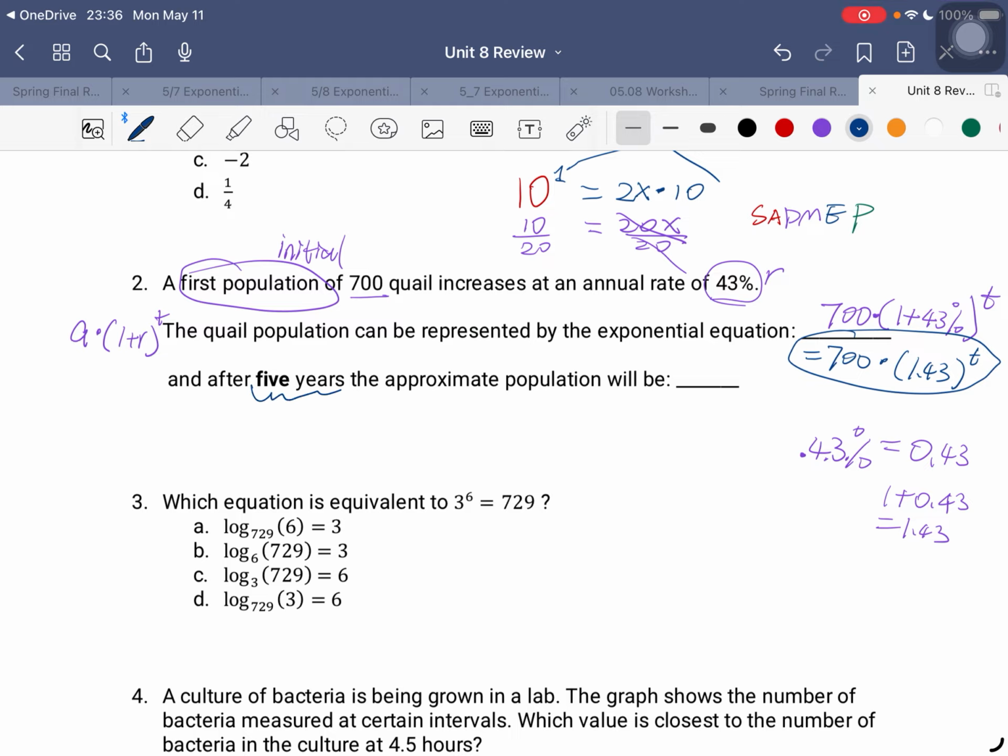After 5 years, it gives me t equals 5. The approximate population will just be 700 times 1.43 to the power of 5 years. And you type this into the calculator, give me the answer.